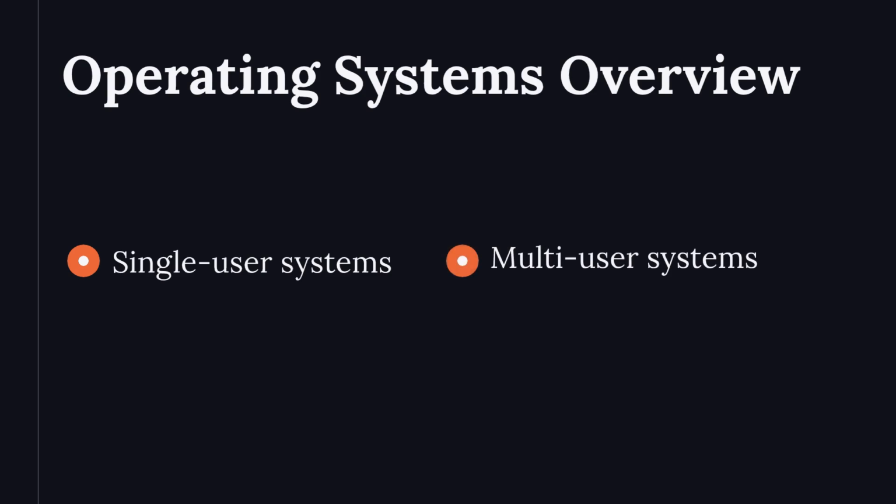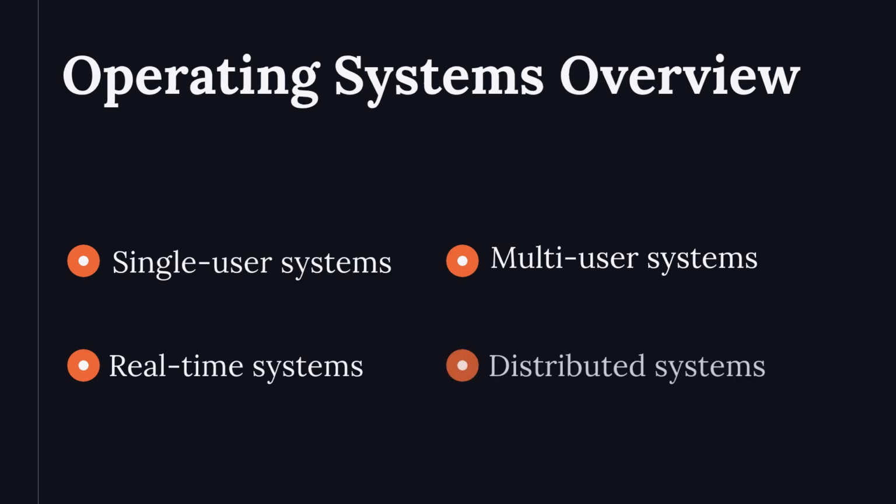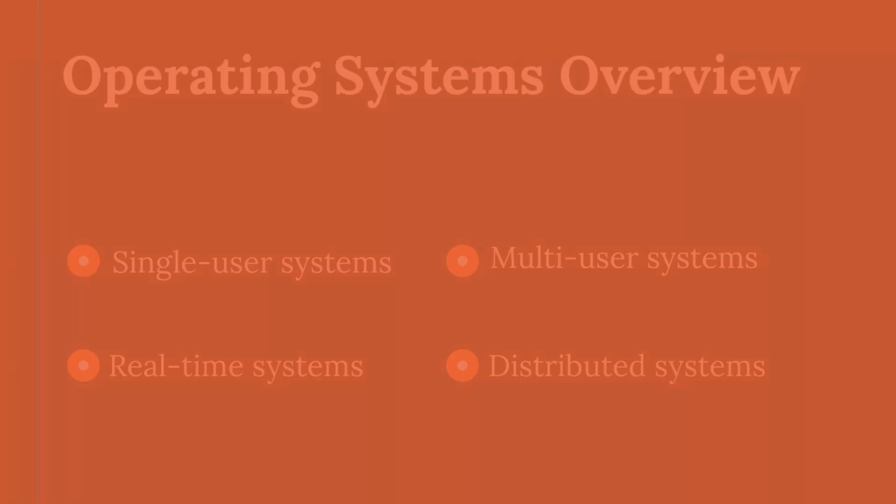Operating systems vary based on user needs. Single-user systems are common for personal use. Multi-user systems support multiple users simultaneously. Real-time systems prioritize immediate access. Distributed systems utilize multiple computers for processing.